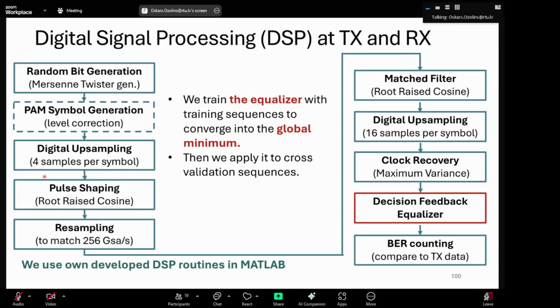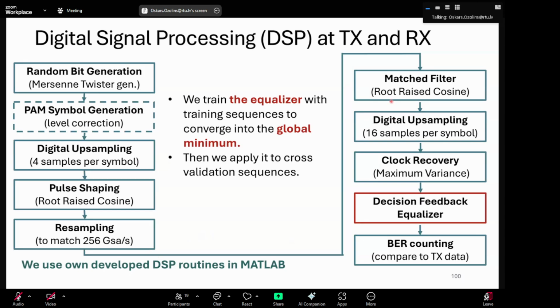Since you upsampled to 4 samples per symbol, depending on the symbol rate, for example if you have a 100 gigabaud signal, then we have quite a lot of samples. But these samples might not match with the instrument. It's a small detail, but that's the block which is needed to adjust the sampling rates of these signals.